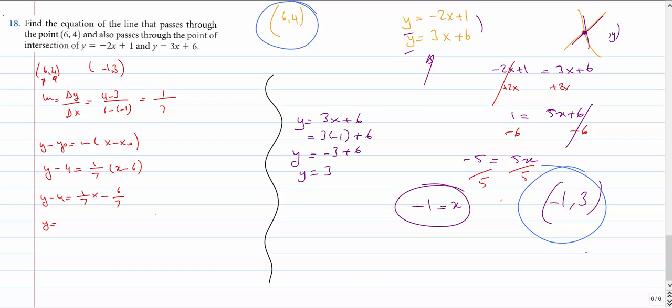So y is equal to, I'm going to add 4, correct? Is equal to then 1/7 x minus 6/7 plus 4. So I'm going to do the work, negative 6/7 plus 4 over 1. These two multiplied, negative 6, these two multiplied, 28, over these two multiplied, 7. 28 minus 6 is 22 over 7. So y is equal to 1/7 x plus 22 over 7.